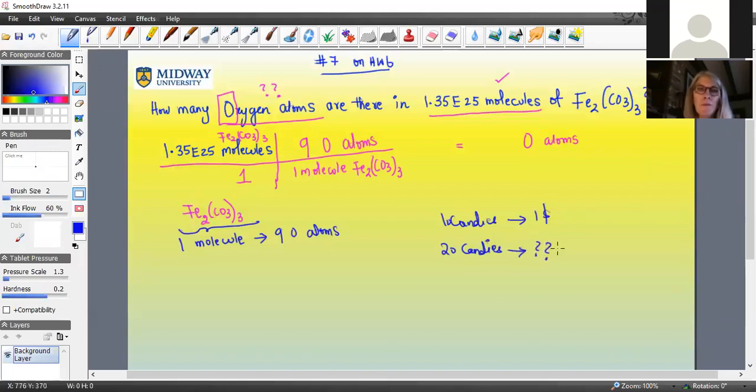But people were going haywire. Only 2 people out of 59 got problem number 7 right on homework 6. That's all there is. You have a molecule that contains 9 oxygen atoms. How many would 1.3 times 10 to the 25 contain? That's a lot of molecules. So the number should also be exponential.